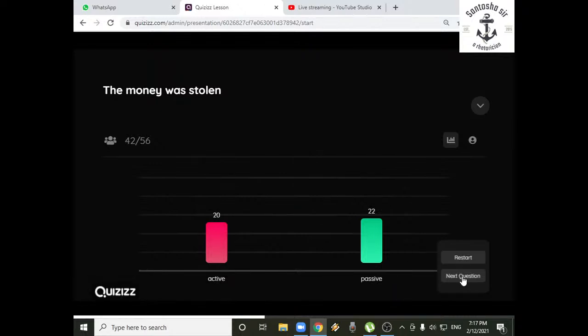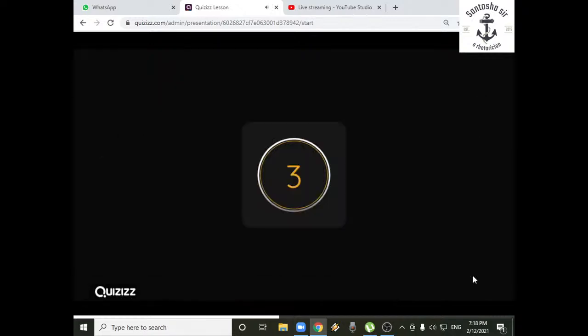So do not guess. Try to read the sentence 2 or 3 times and choose the right answer. Moving on to the next question. Question number 14.